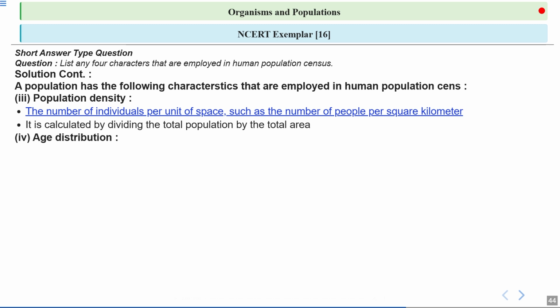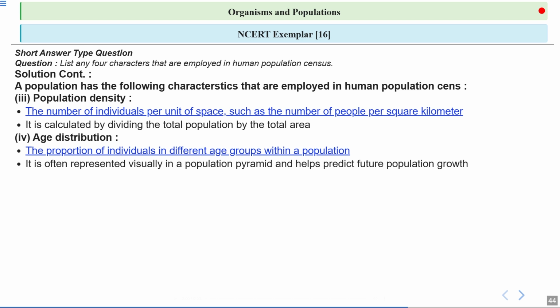This tells us how many people are in different age groups within a population. Age distribution is the proportion of individuals in different age groups such as children, adults, and elderly people. This is important because different age groups have different needs, like schools for children or healthcare for older adults. It is often represented visually in a population pyramid and helps predict future population growth.